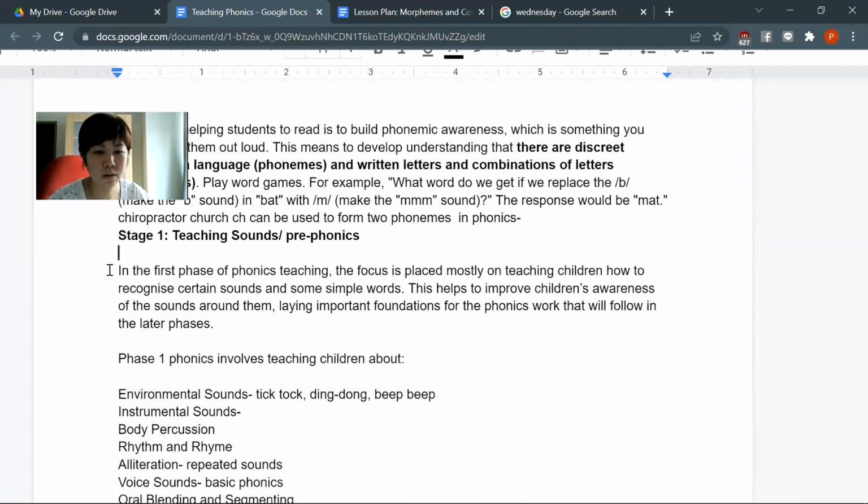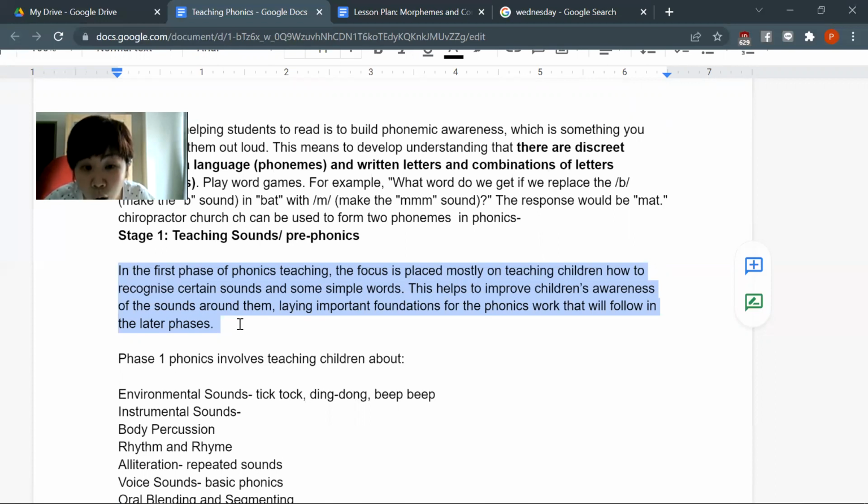So you want to go ahead and read this paragraph for me, Chu? In the first phase of phonics teaching, the focus is placed mostly on teaching children how to recognize certain sounds and some simple words. This helps to improve children's awareness of the sounds around them, laying important foundations for the phonics work that will follow in the later phases.